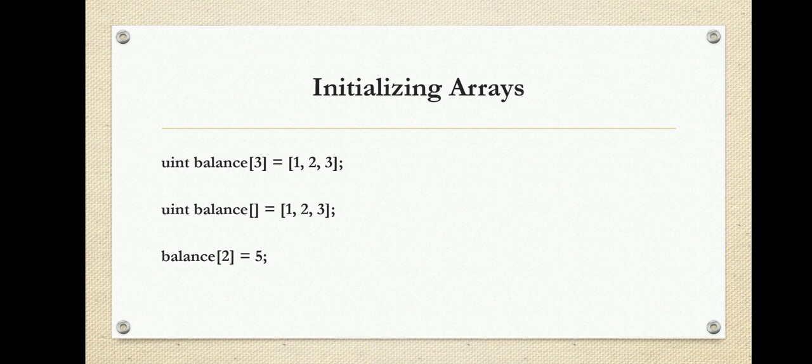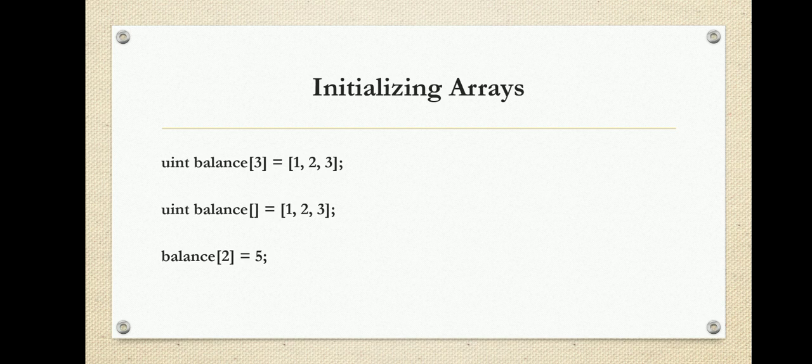So arrays can be initialized in many ways. You can see the first way, where we have defined the data type. The balance is a variable, the array name, and that belongs to the unsigned integer type. The size of the array is 3, so it holds 3 elements, and we have initialized it to 1, 2 and 3. Similarly, here in the balance array, we have not specified the size of the array.